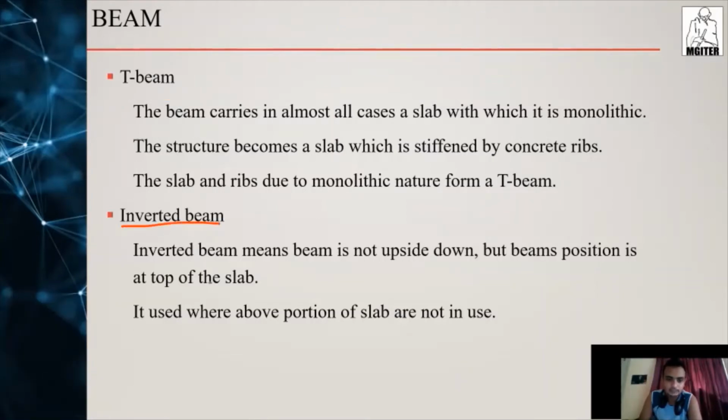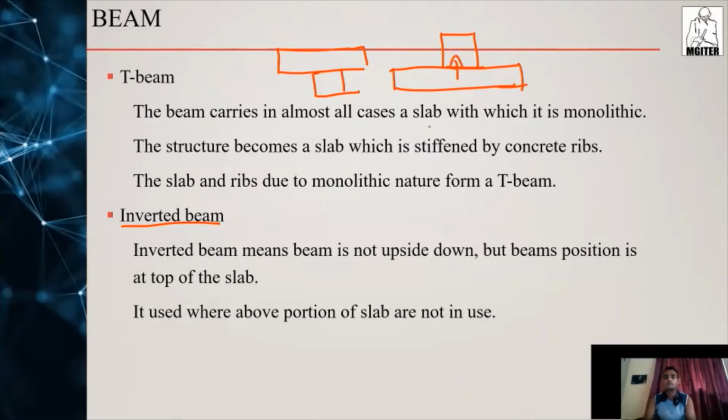Next is the inverted beam. In an inverted beam, the slab is at the bottom and the beam is above the slab. In a regular beam, we construct the beam at the bottom of the slab. This type of beam is used where a portion of the slab is not in use, so it is not in common use. Okay.